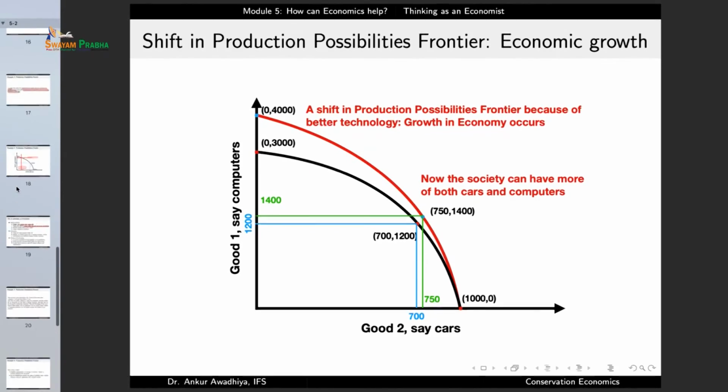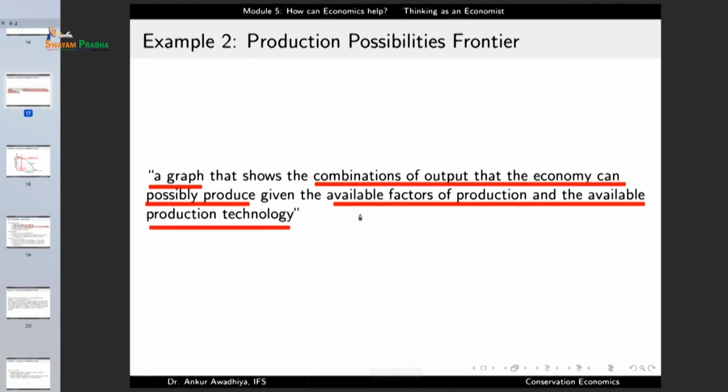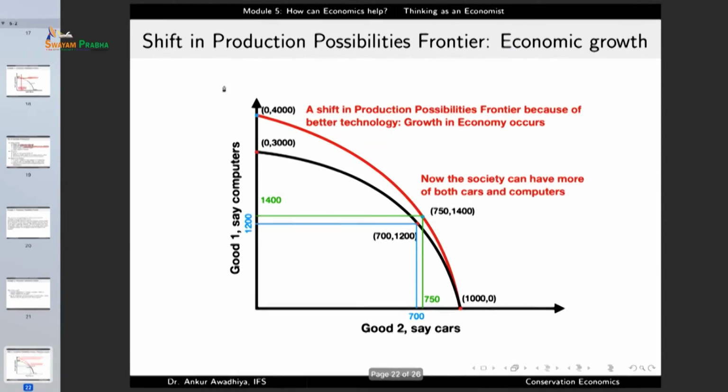Now, remember that when we started with the production possibility frontier, we said that given the available factors of production and the available production technology. So this is an assumption in this model. What happens when we break these assumptions? If we say that we make more people available, or we say that we make available a better technology. So in that case, the total amount of computers that can be produced now will increase from 3,000 to 4,000. Now, when this happens, the curve, the production possibility frontier, it shifts from here to this red line.